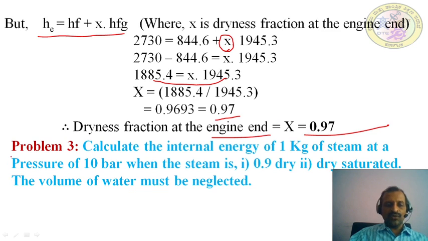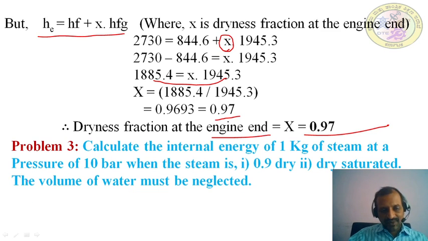Then next, go to problem 3. In problem 3, read it carefully. Calculate the internal energy of 1 kg of steam at a pressure of 10 bar when the steam is, first case, 0.9 dry, second case, dry saturated. The volume of water must be neglected. The initial volume of the water is neglected, as given in the problem.